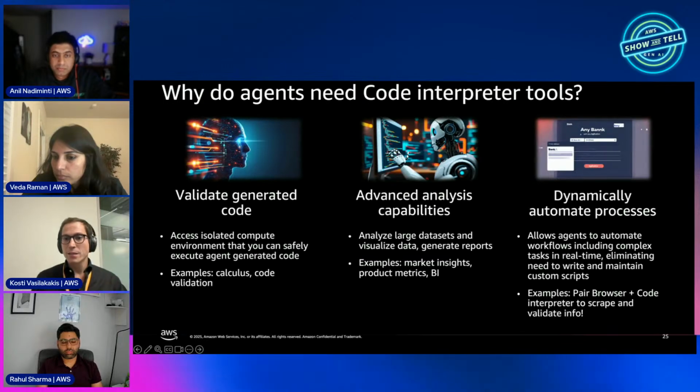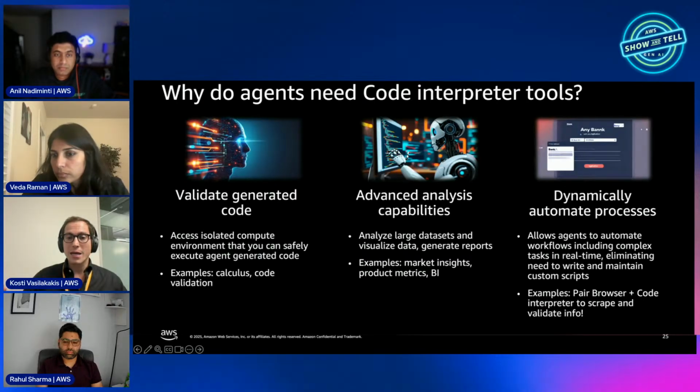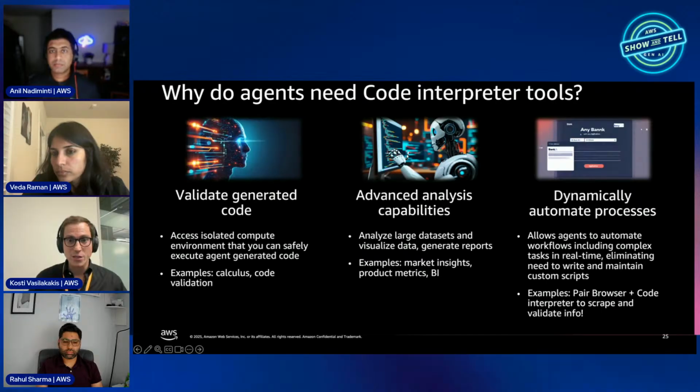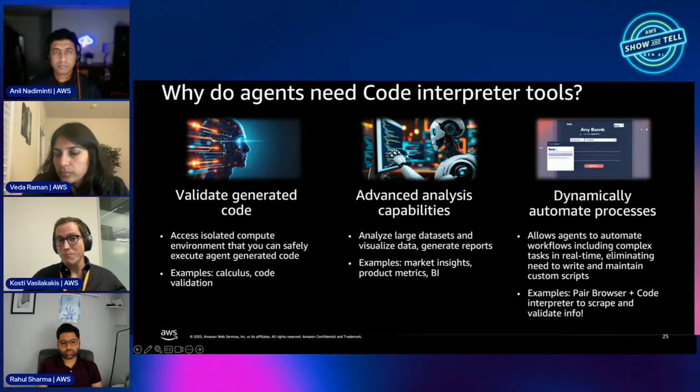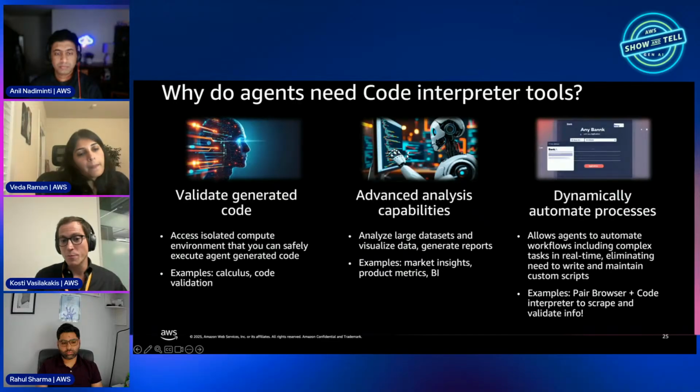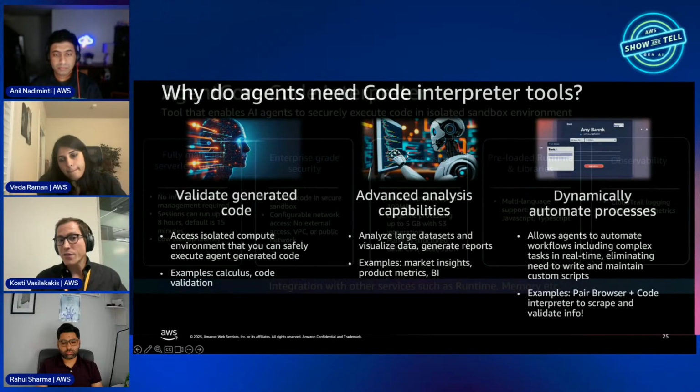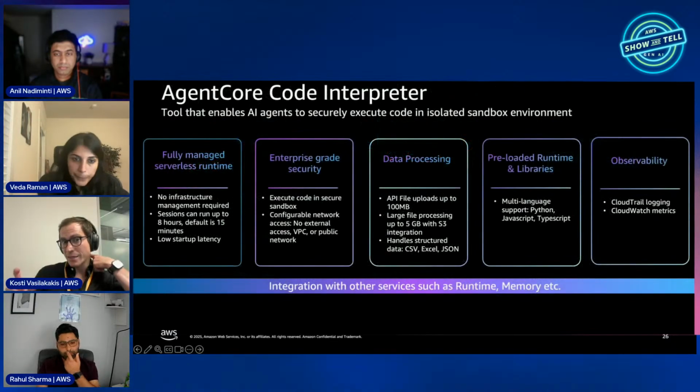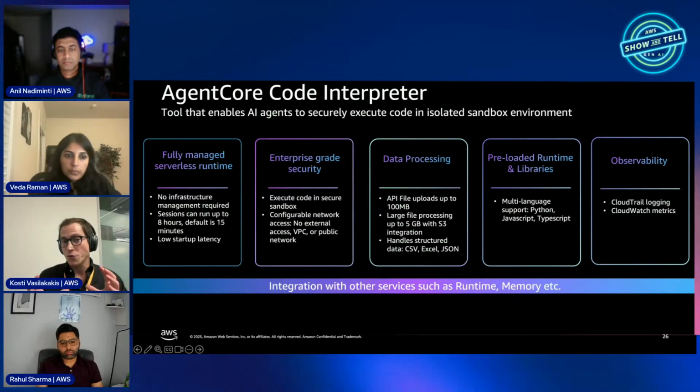It can create advanced analytics and generate reports in PDFs and CSVs and all of that. And of course, as I mentioned, in the ideal case, you can mix and match browser tool and code interpreter, where you navigate and dynamically automate processes with both of them. Now, what are the key features that code interpreter offers?